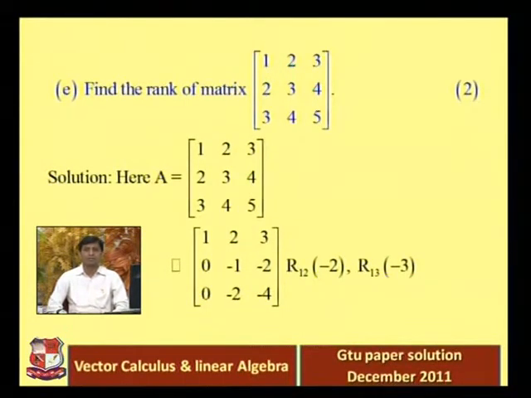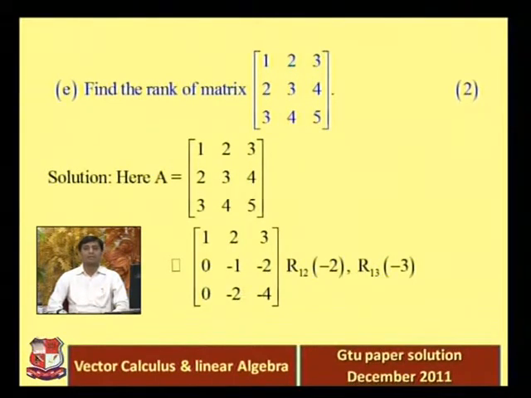So now you can see that the first row is as it is, 1 2 3. Second row, whenever we multiply the first row with -2, the second row becomes 0 -1 -2, because 2 minus 2 is 0, 3 minus 4 in the second element is -1, and the third element becomes 4 minus 6, that is -2.